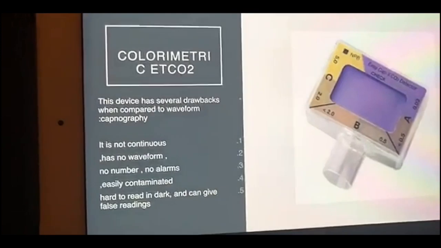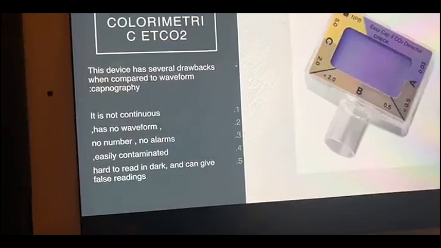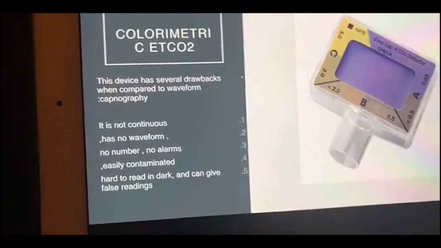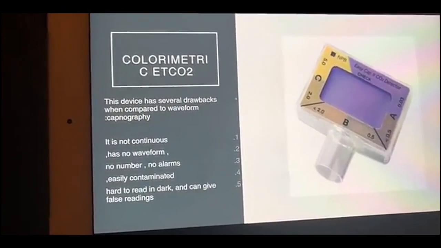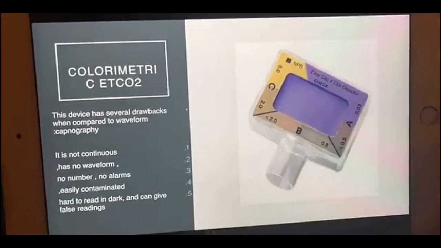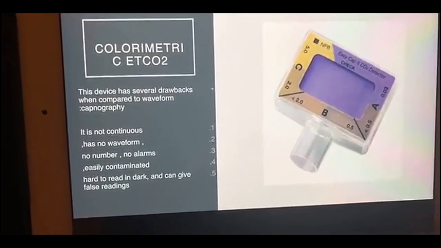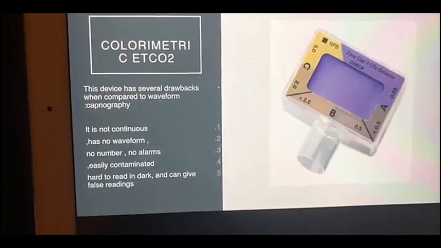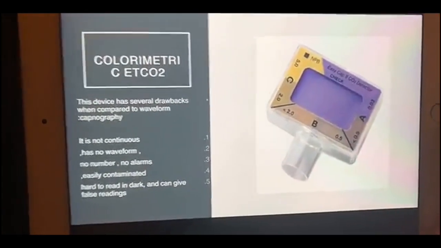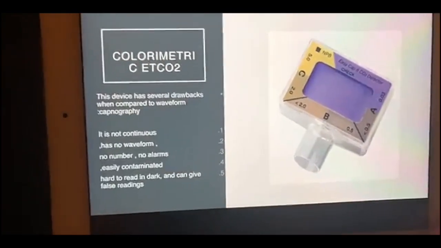Colorimetric end-tidal CO2. I'm sure everyone knows the indication for this type of end-tidal CO2 measurement: the verification of ETT placement post-intubation. But when we compare this colorimetric end-tidal CO2 to waveform capnography, we will find drawbacks. It's not continuous and it doesn't have any waveform or numbers or alarms, and it can be easily contaminated and it can give me a false reading. So we conclude that the use of waveform capnography has superiority over colorimetric end-tidal CO2.